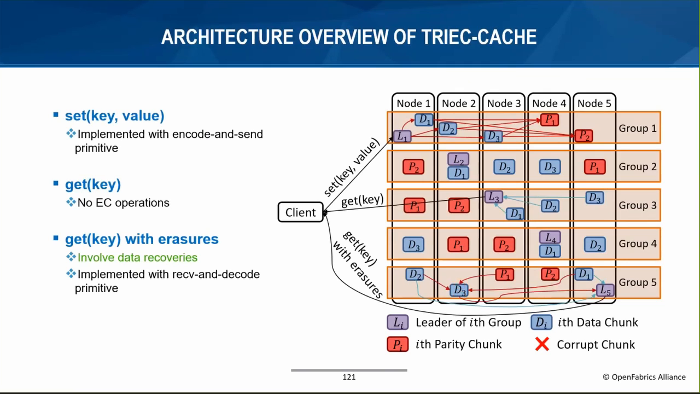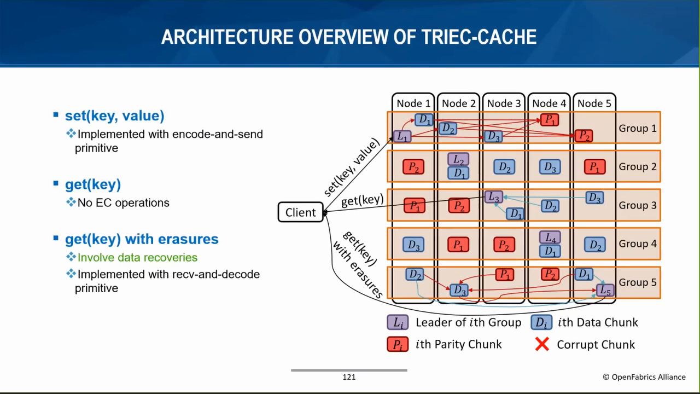And then for get operation, if there is no data corruption, the leader just fetches those data chunks and returns them back to the client. But for get operation with erasures, like if some corruption happens, then the leader will fetch from the data processes, and the data process that has a corrupt data chunk will start to recover. It fetches the intermediate chunks from healthy nodes and the parity processes, and then sums them up and gets the recovered data chunk, then sends it back to the leader. And then the leader will have the final recovered chunk, which can be returned to the client.